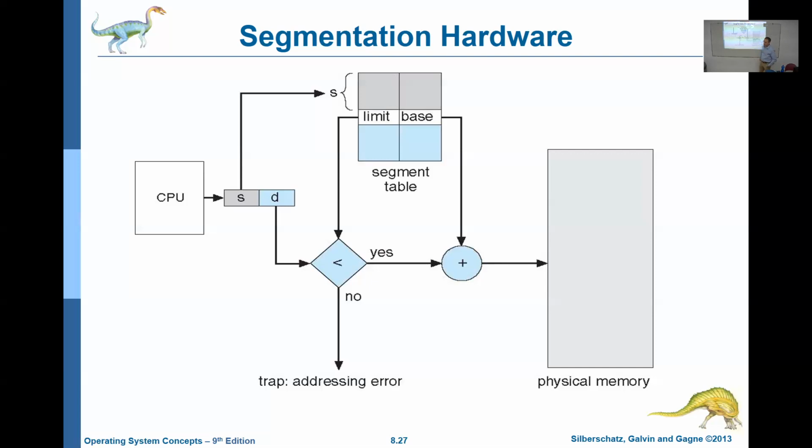So why does it need the limit if it already has the size? Because maybe I'll try to jump to segment 3, location 10,000. I want the operating system to prevent me from doing that. I want to keep within my bounds.